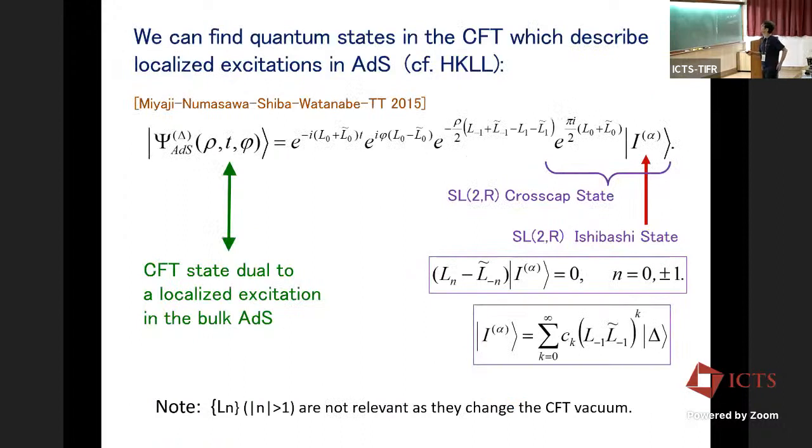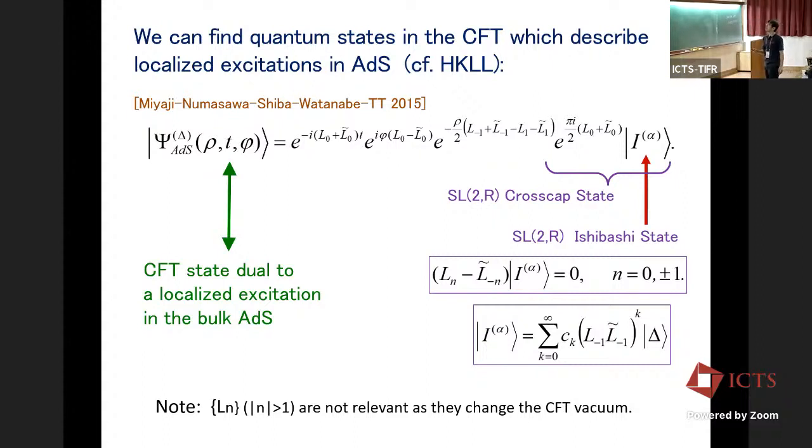And this state is explicitly constructed this way. This is essentially equivalent to HKLL, but we rewrite it in terms of the Virasoro algebra and the so-called Ishibashi state. So this depends on rho, t, phi. It's a location in 3-dimensional anti-de Sitter space and the CFT state is dual to a localized excitation in the bulk AdS. And this I is something called an Ishibashi state, which is sort of a boundary state. Ln is the Virasoro generator, and left moving to right moving. But this is only special to n plus minus 1, 0, right? Global Ishibashi state.